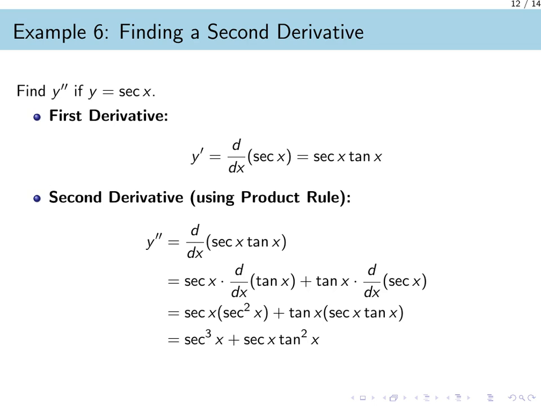Next, we add the second term, tangent x, multiplied by the derivative of the first term, secant x, which results in tangent x times the quantity secant x tangent x. After simplifying both parts of the sum, our final expression is secant cubed x plus secant x times tangent squared x. This example shows how finding higher derivatives often involves combining several differentiation rules.